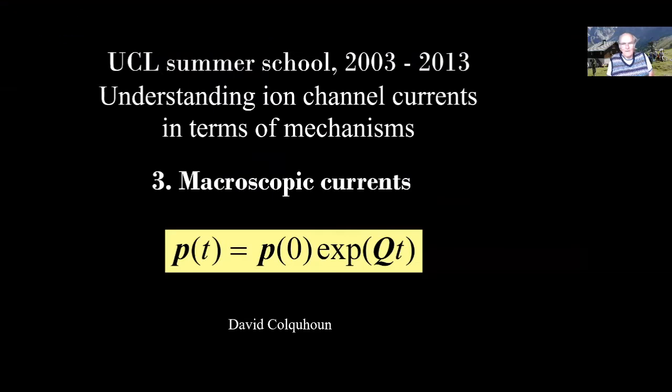So this one will deal with macroscopic currents. The object of this will be to show that all of macroscopic kinetics can be encompassed in this one very simple equation, which of course is written in matrix notation.